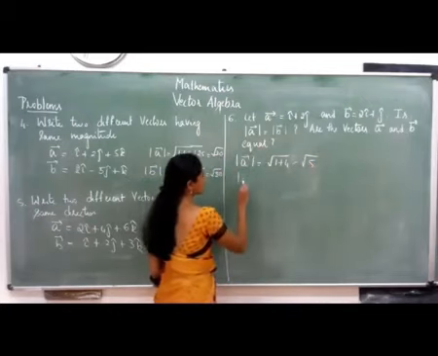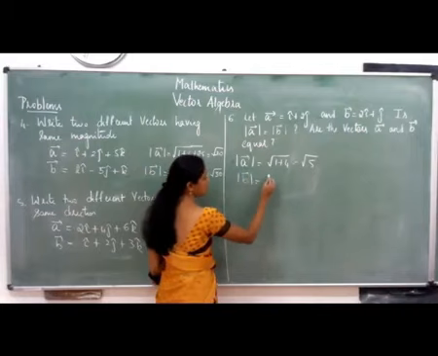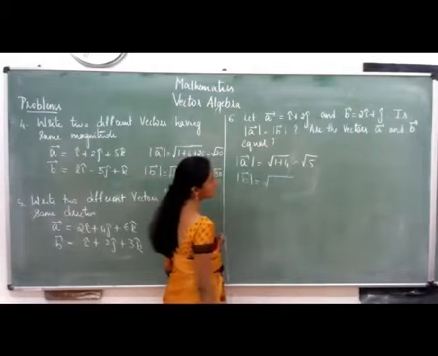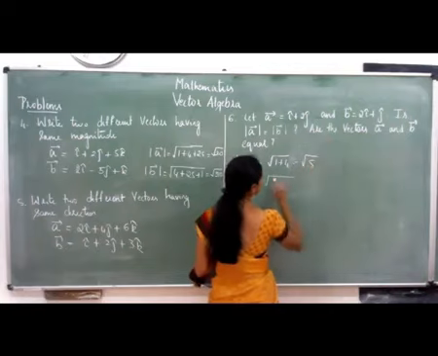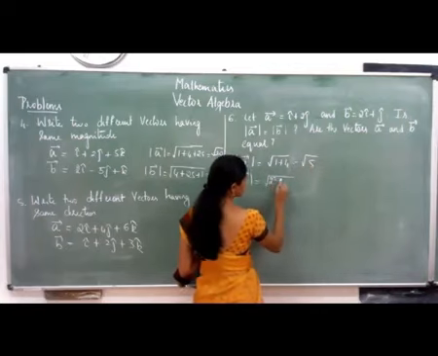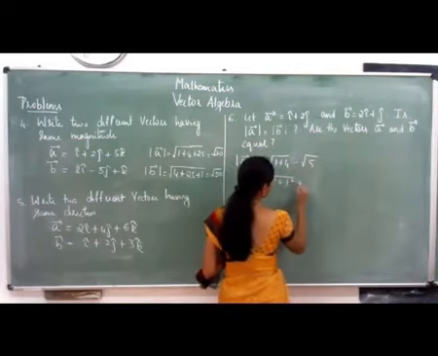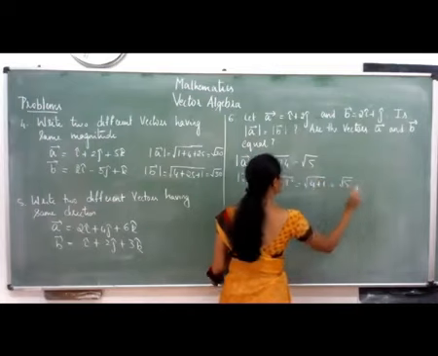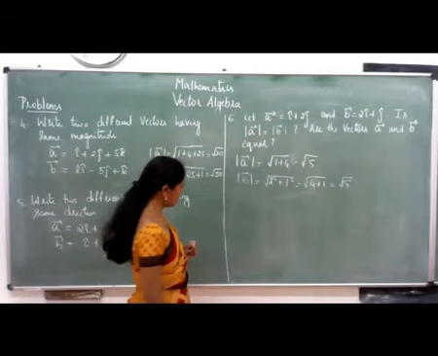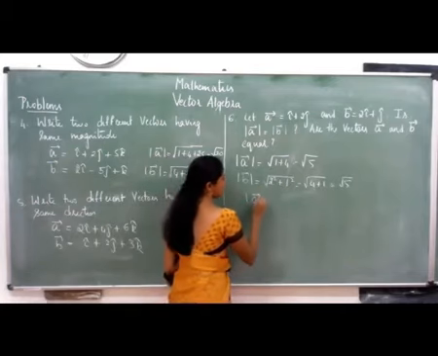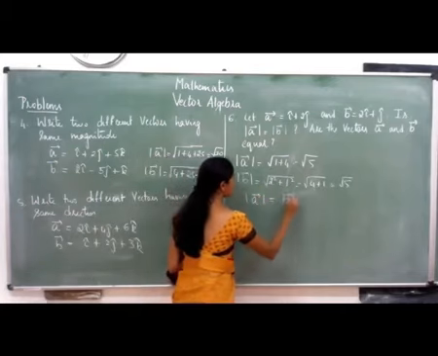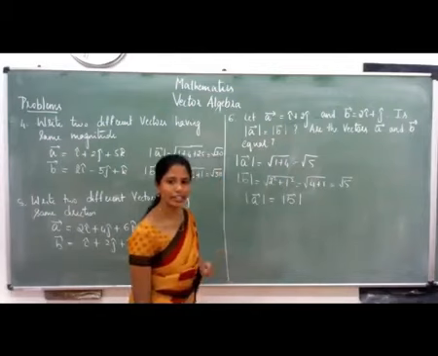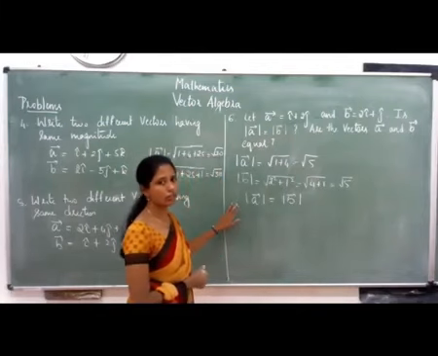Next, let us find the magnitude of vector b. So the magnitude of vector b is, here it is 2 square, so 2 square plus next 1 square. So this will be equal to root of 4 plus 1, which is root 5. So by looking at this, I can say the magnitude of vector A is the same as the magnitude of vector B. So we got the answer for the first question.